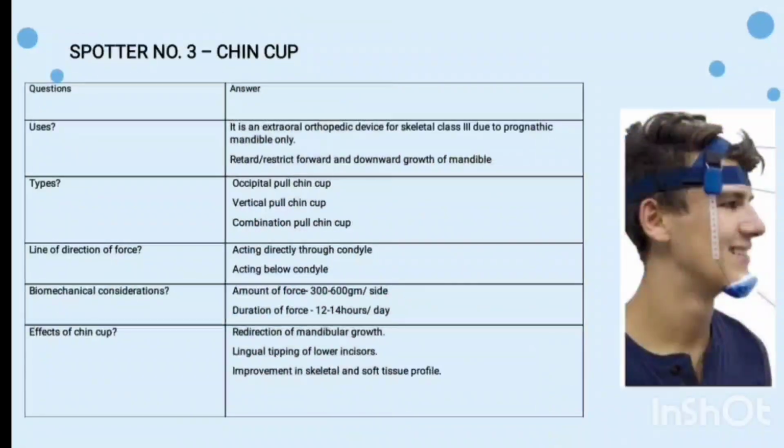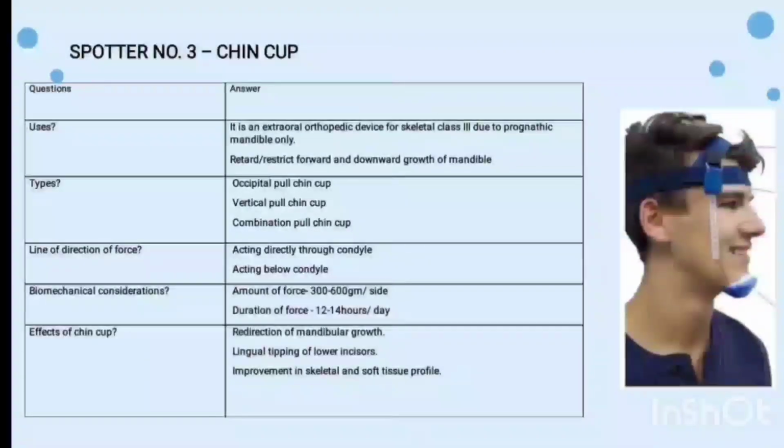Our third spotter is chin cup. Now, what are its uses? It's an extraoral orthopedic device for skeletal class 3 due to prognathic mandible only. They retard or restrict the forward and downward growth of mandible. What are its types? They are occipital pull chin cup, vertical pull chin cup and combination pull chin cup.